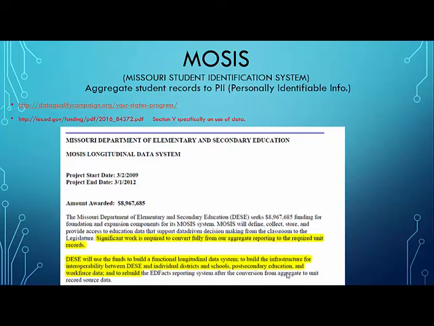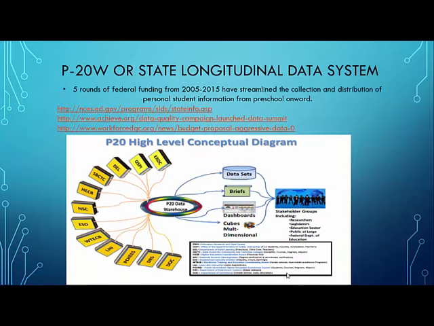So essentially what happened was a complete overhaul of the education reporting system, moving from aggregate to personally identifiable individual unit records.